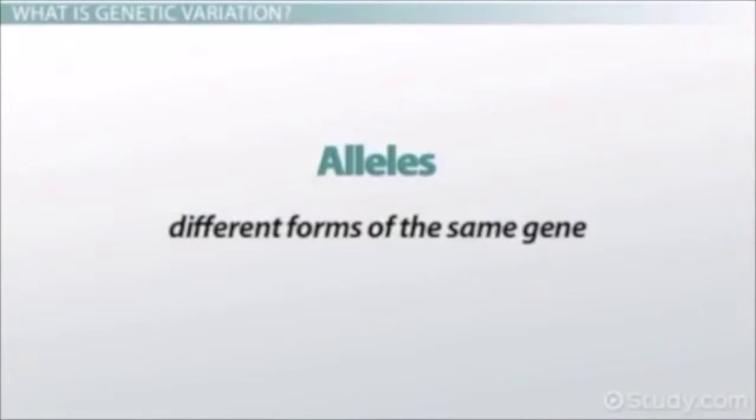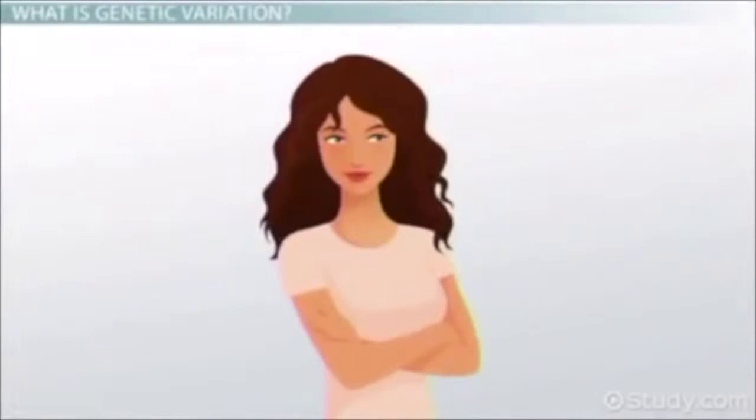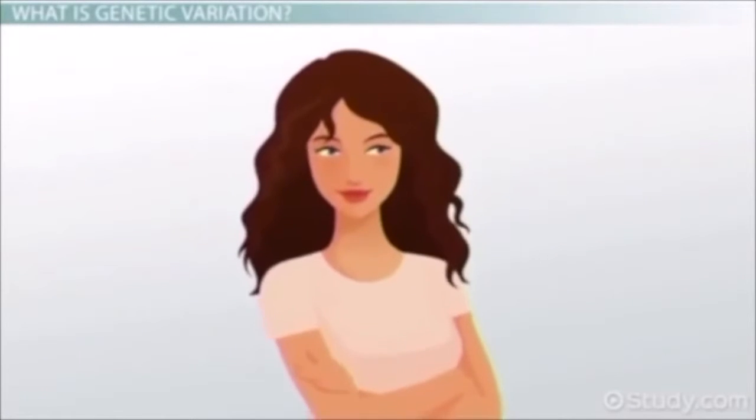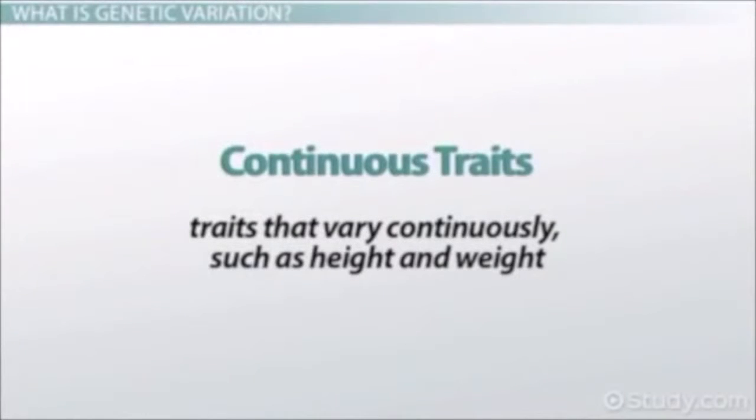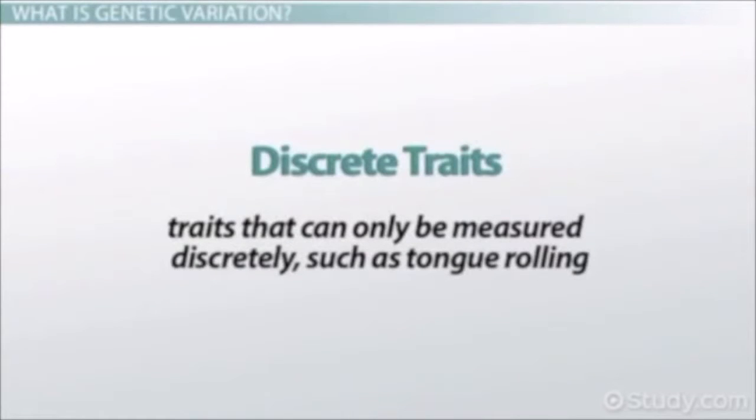Your genes have alleles, or different forms of the same gene. Alleles determine genetic features such as hair or eye color. So in simpler terms, genetic variation is the variation in alleles and genes within populations. It can be identified by either continuous traits, traits that vary continuously, or discrete traits, traits that can only be measured discretely, such as tongue rolling.